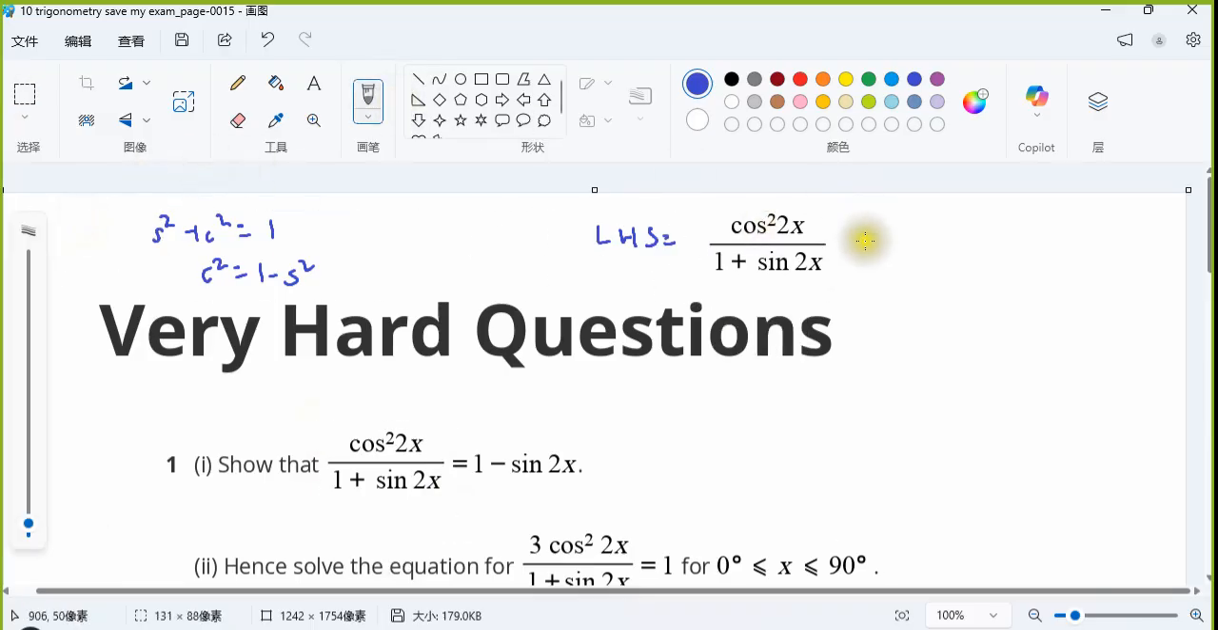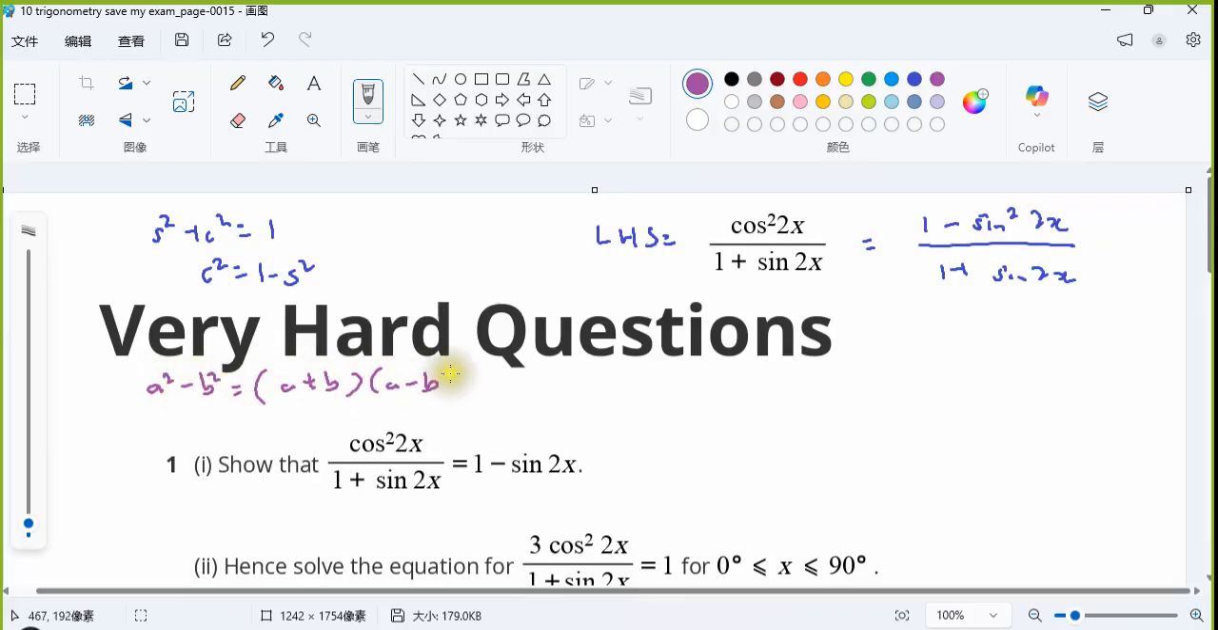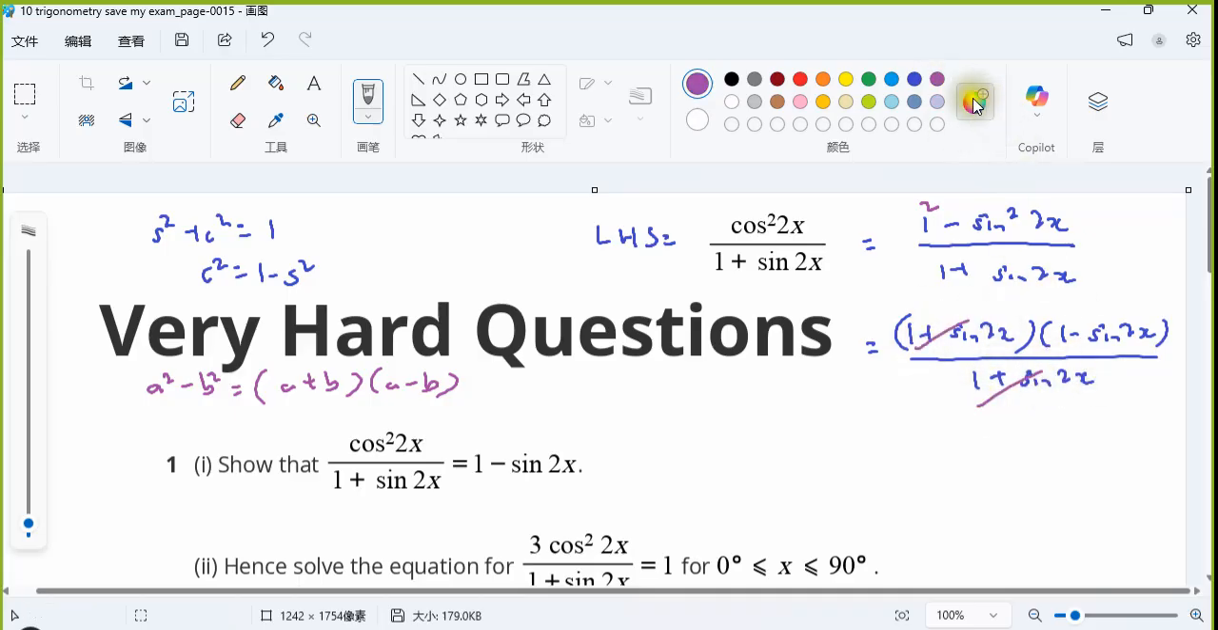So this is also equal to 1 minus sine squared 2x over 1 plus sine 2x. And we have a squared minus b squared is a plus b multiplied by a minus b. So this is 1 squared minus sine squared, so it's 1 plus sine 2x and 1 minus sine 2x over 1 plus sine 2x. So this cancels, so it equals 1 minus sine 2x, which is the right hand side. Yes.